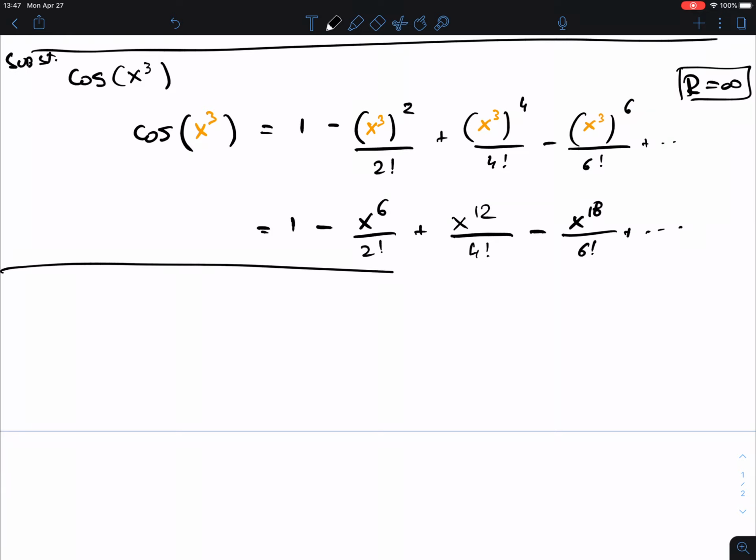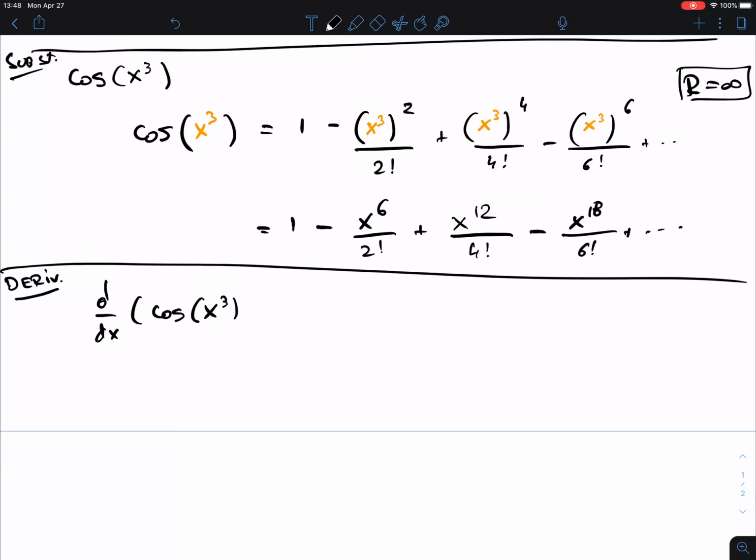Let's do derivatives. I can do it for the original ones, but the whole point is that I'm going to build new functions, and then I can do these operations with these new functions. So I'm going to use my cosine x cubed, and I'm going to take the derivative of this. If I take the derivative of the left-hand side, I can take the derivative of the right-hand side. So I'm going to take the derivative of this series there.